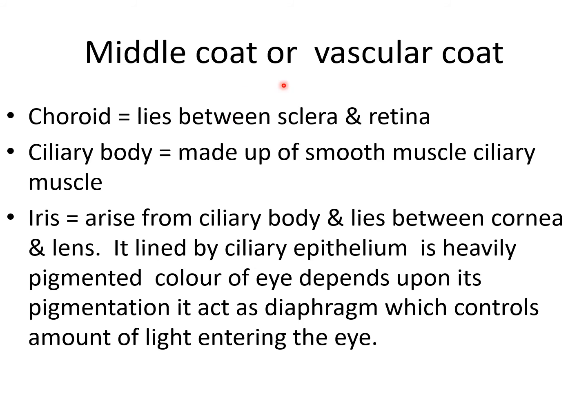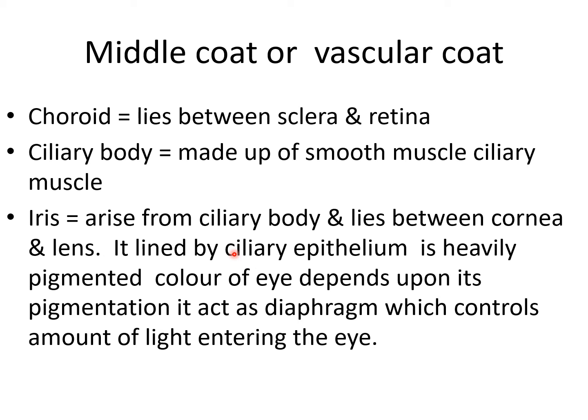Now, the middle coat, or the vascular coat. The choroid lies between the sclera and retina. The ciliary body is made up of smooth muscles, the ciliary muscles. The iris arises from the ciliary body and lies between the cornea and the lens. This middle coat is given the name vascular coat, or uvea. Deep to the sclera there is a vascular coat, or the uvea. It consists of the choroid, ciliary body and iris.